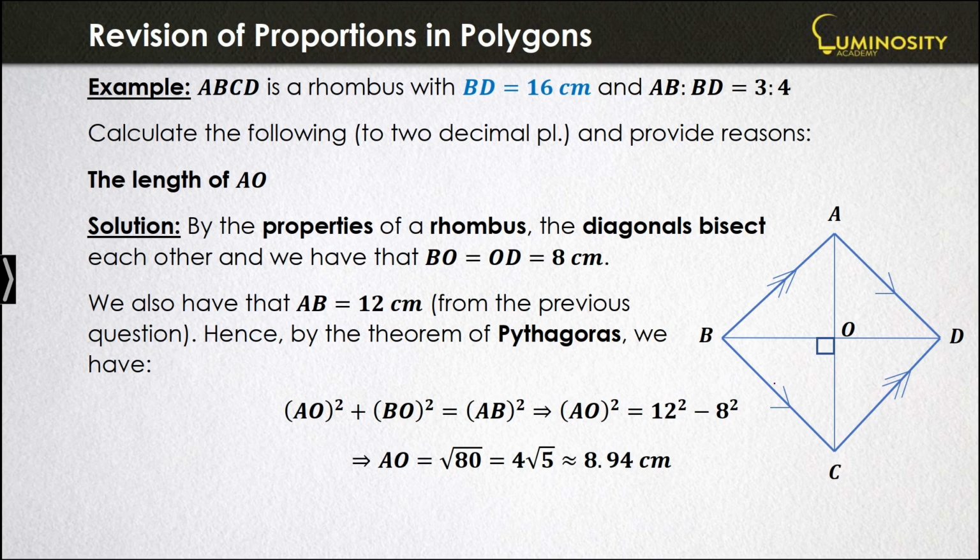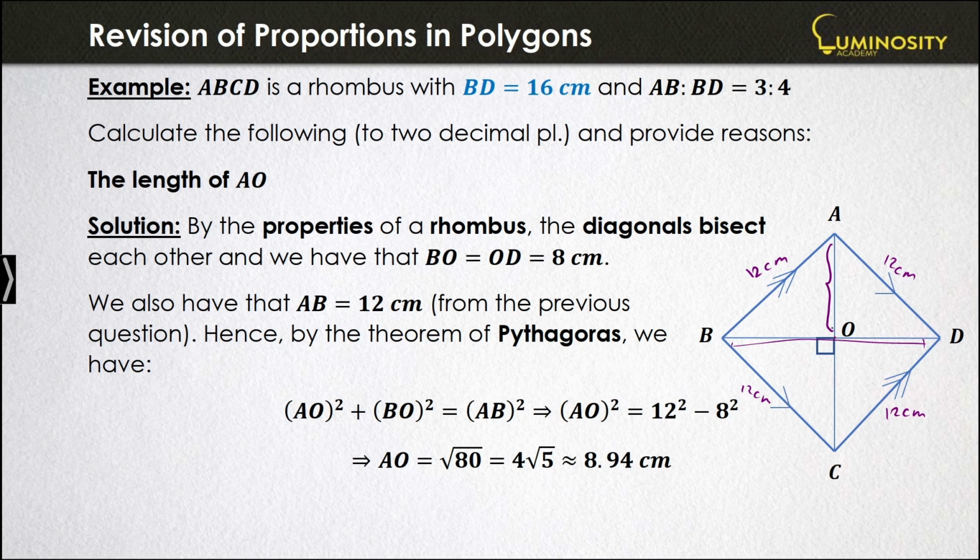Okay, what about the length of AO? So this diagonal piece here. Well, we calculated these side lengths, 12 centimeters each. And we know the full length of BD is 16 centimeters. So again, by the properties of a rhombus, the diagonals bisect each other. So what does that mean?